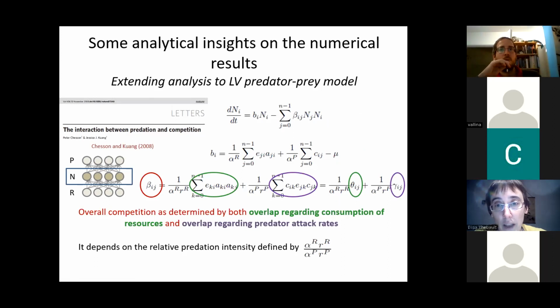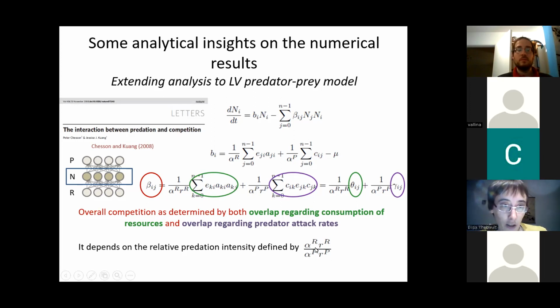And in fact, the results we obtain can be understood in the way that when you approximate this system by a competition model, the competition coefficient here, beta ij, is expressed in fact as a function of both the overlap of the consumption of resources. So this is the competition here for resources. And it depends also on the overlap regarding predator attack rates, which can be seen here more as apparent competition between species. And what we can see in this model is that, in fact, the relative importance of overlap regarding competition for resources and regarding predation is modulated basically by this value here.